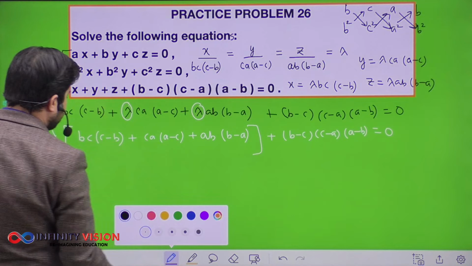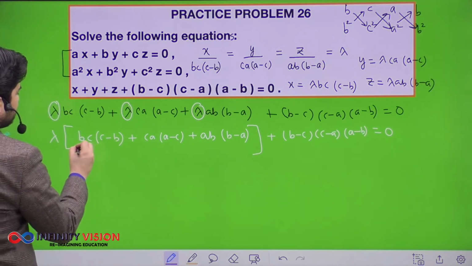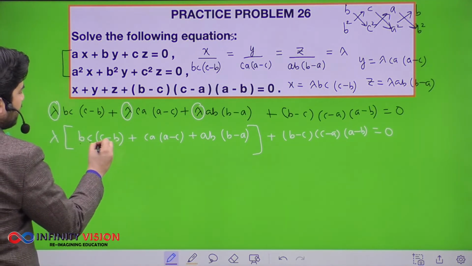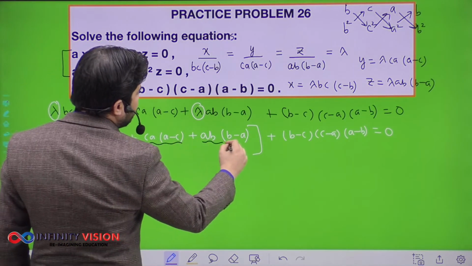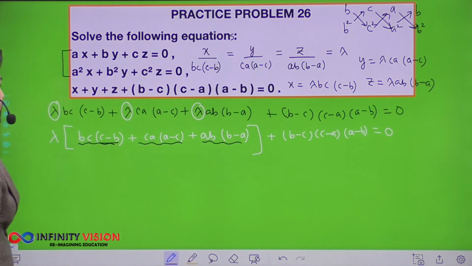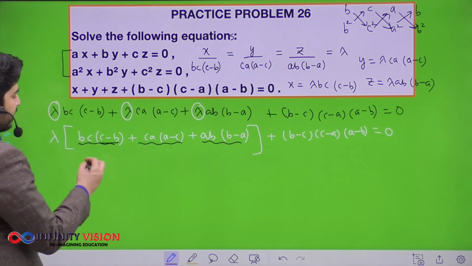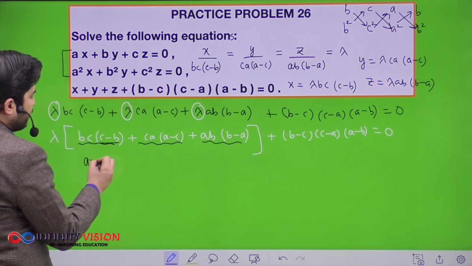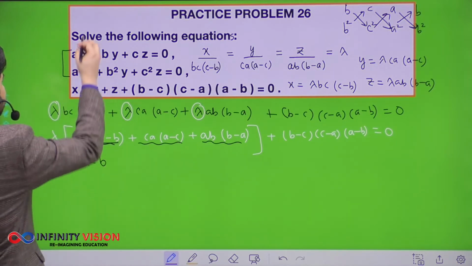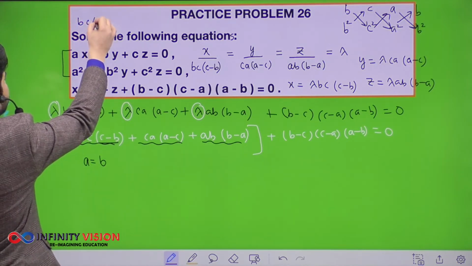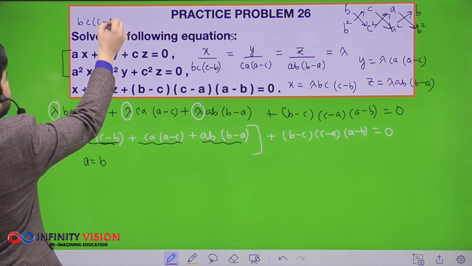Now if you notice, this is 1 degree, 1 degree, and then 1 degree. So basically this is a cubic expression and very symmetrical, or very cyclic in nature. What we can do, if we say that if I replace a with b, what happens? So this first term will remain bc into c minus b, no problem with that.